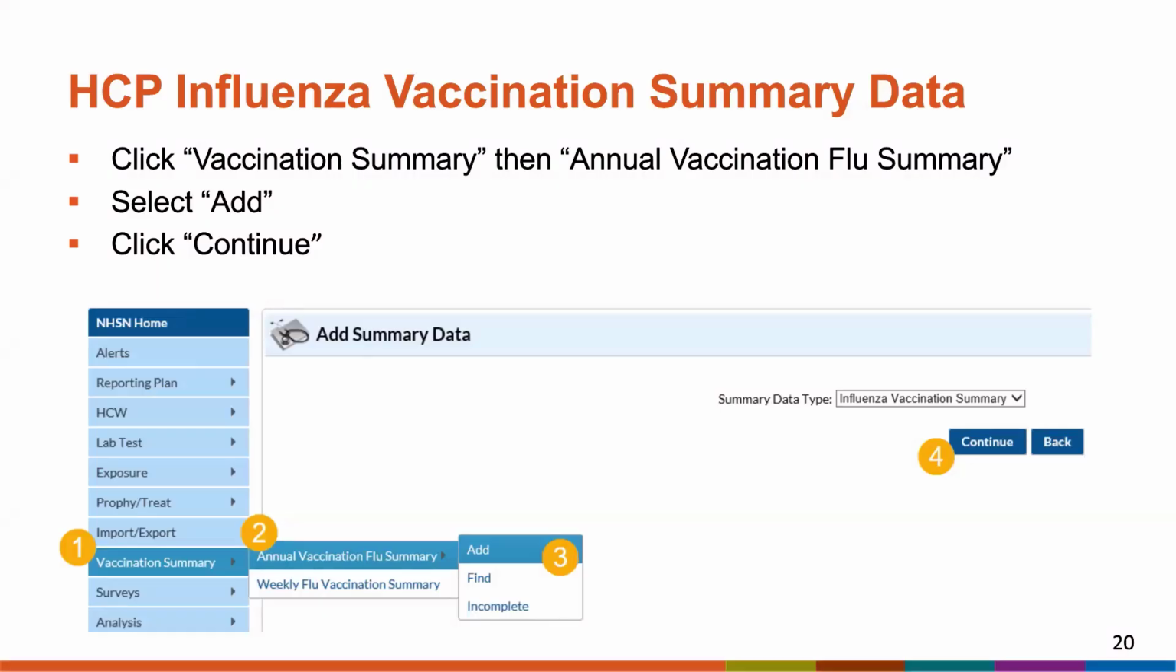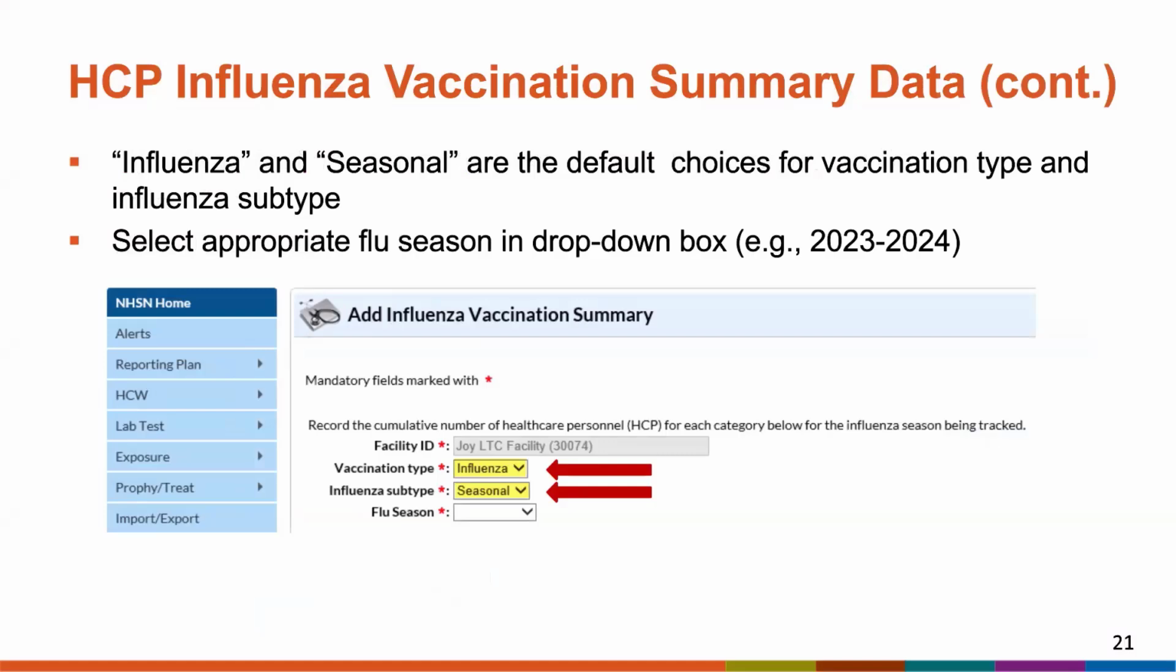This slide shows the steps facilities take to access the HCP Influenza Vaccination Summary form after they have activated the HPS component. This is what facilities will see on their screen in NHSN when adding influenza vaccination summary data. You must complete all fields marked with an asterisk on this page.